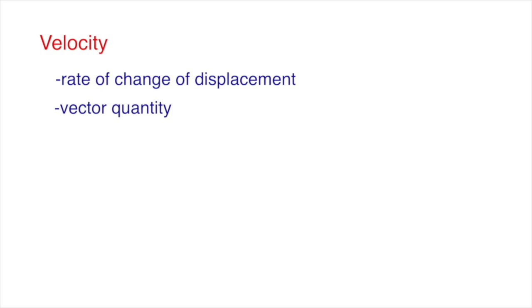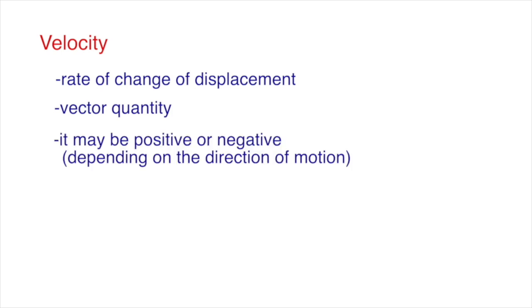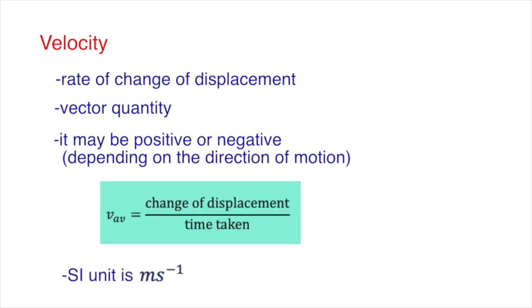Next, velocity. Velocity is the rate of change of displacement. Velocity is a vector quantity. That means velocity has magnitude and direction. And the direction of velocity depends on the direction of the motion. The SI unit for velocity is meter per second.